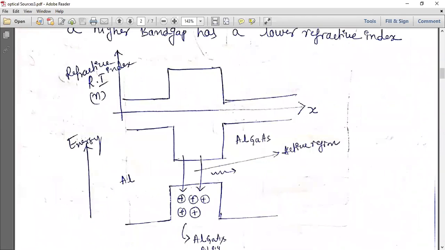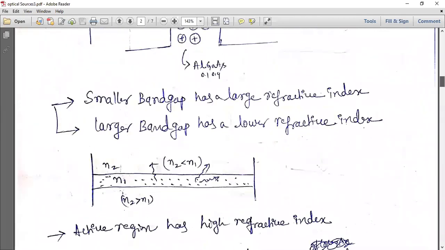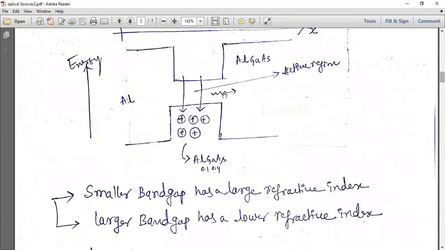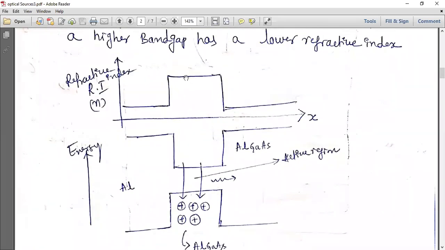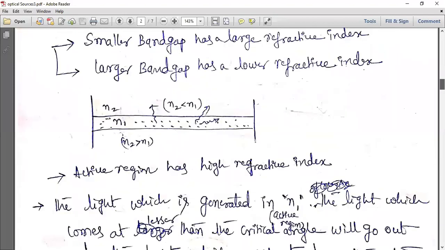I will take the refractive index and explain the same. I have just written this. We will consider the refractive index as n1 at the active layer. On the other sides I will take it as n2, which is lesser compared to n1. At the active layer n1, other layers n2, which are less. So if you want to explain that, this is your active region, and these are the other two regions, the heterojunction regions. n1 is always greater, so n2 is less.